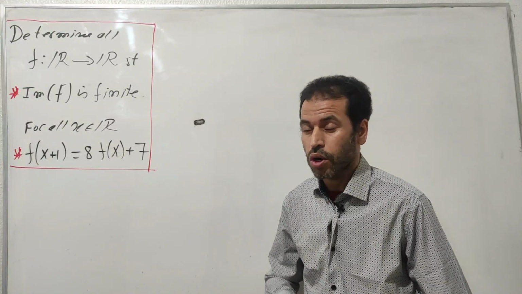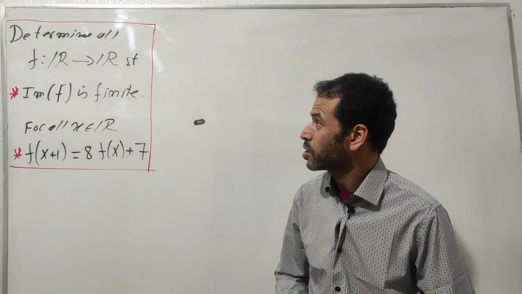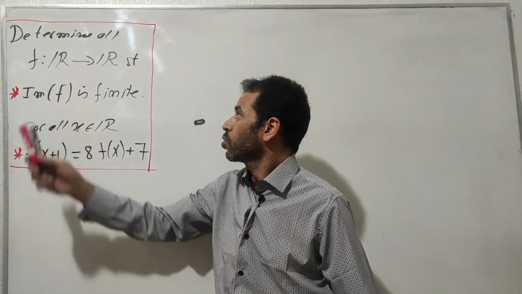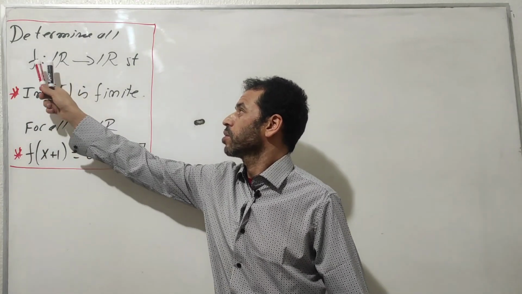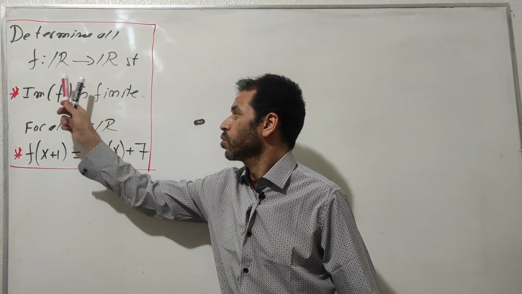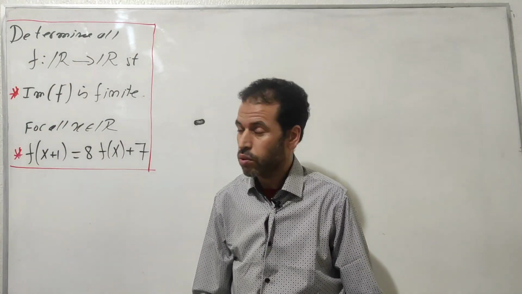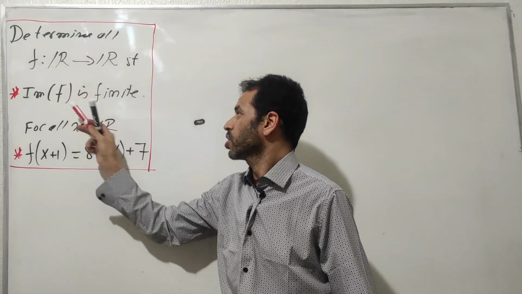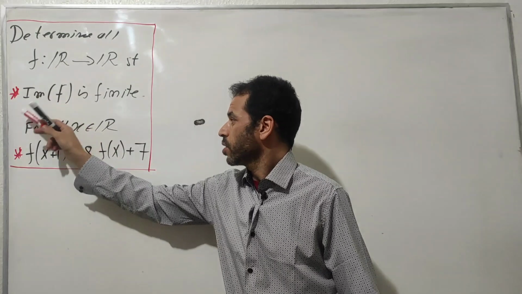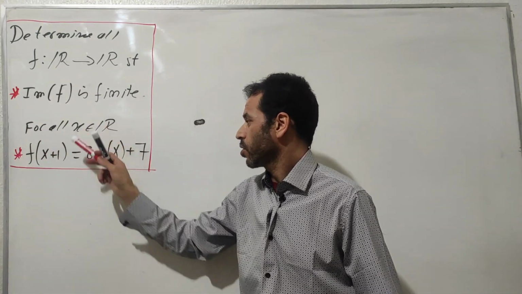In today's video, here is a nice problem regarding functional equations. Here is the following application. Our goal is to determine all functions from R to R such that we have these two conditions. The first condition: the image of the function is finite.